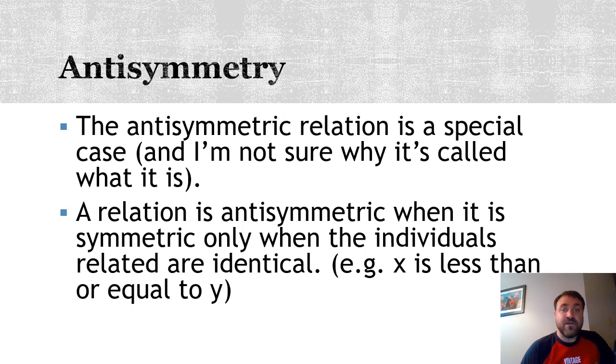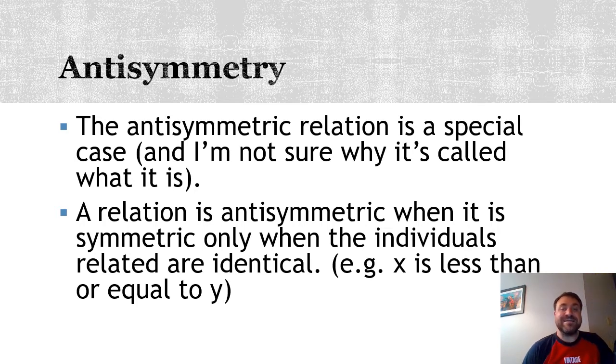And so now that you are comfortable with symmetry, asymmetry, and non-symmetry, now consider anti-symmetry. Okay, this is a weird one. The anti-symmetric relation is kind of a special case. I'm not really sure why it's called what it is. The name anti-symmetry doesn't really suggest this in the way that asymmetry or non-symmetry or symmetry are suggested in the other examples, but here we go.